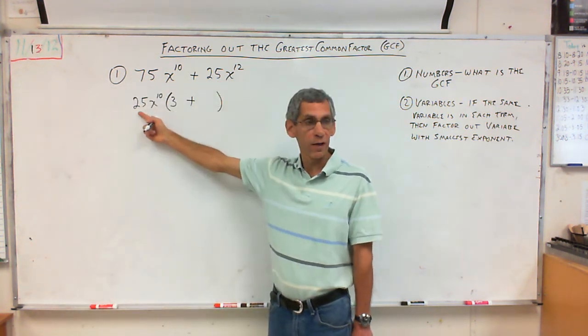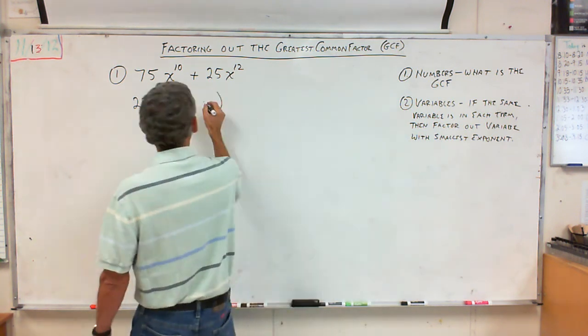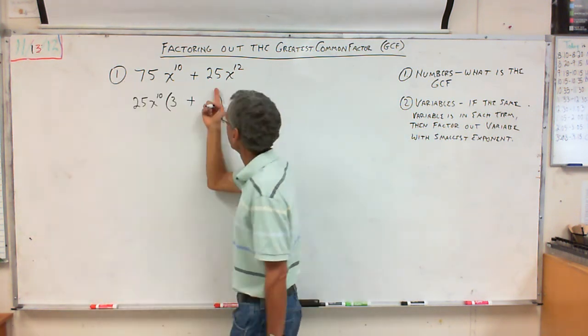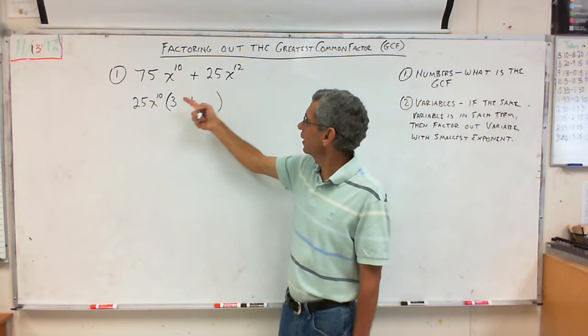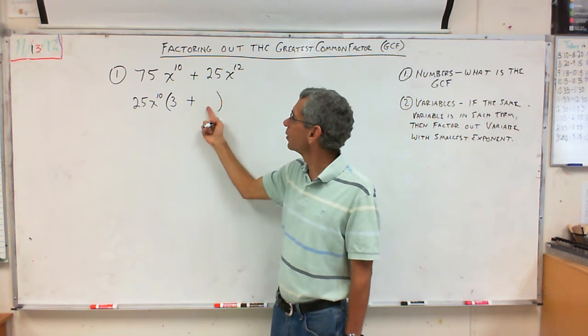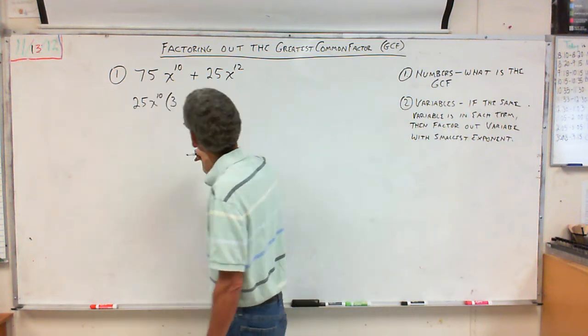25 divided by 25 is what? 1. So I don't have to write the 1. I can, but I don't have to. If this were x to the 10th and that were x to the 10th, I would have to write a 1 here because it'd have to hold a place. But I can just write it with that.